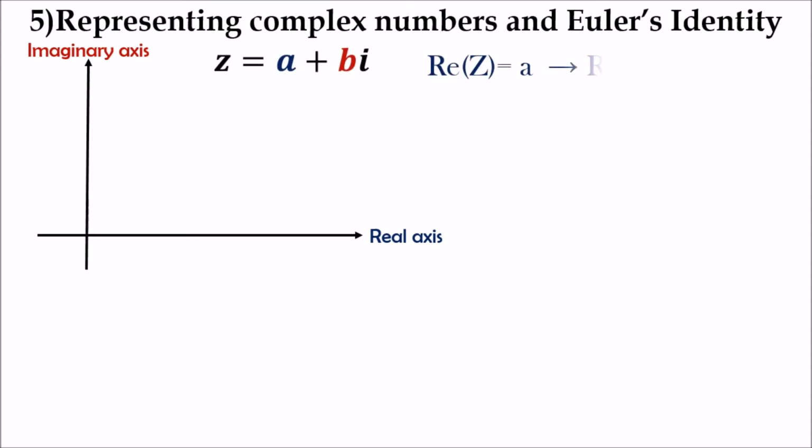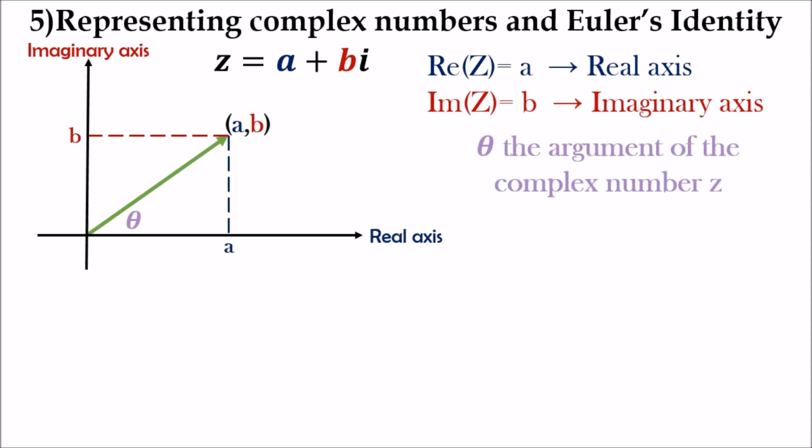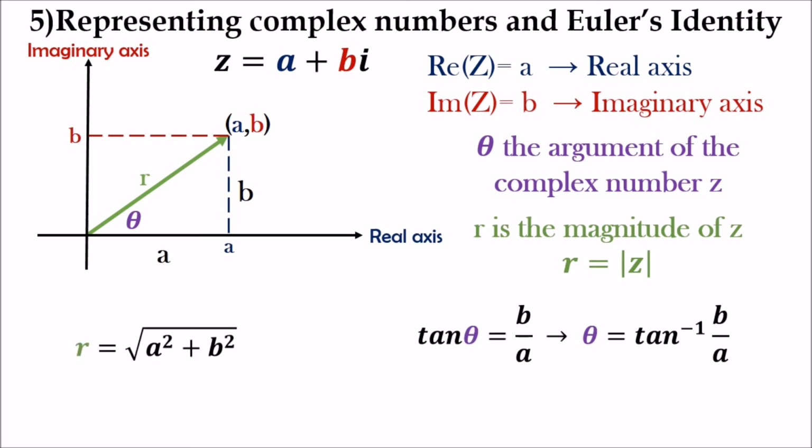To graph the complex number z, the real part of z goes on the real axis and the imaginary part of z goes on the imaginary axis. z is represented as a position vector with its tip at coordinates (a, b). The angle between z and the real axis is called the argument of the complex number, while r is the magnitude of z. We can calculate r using the Pythagorean theorem and the argument using simple trigonometric functions.